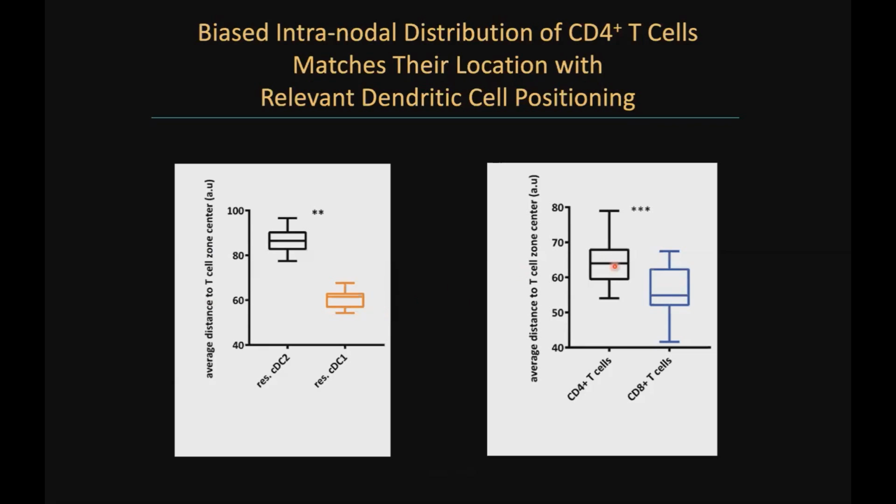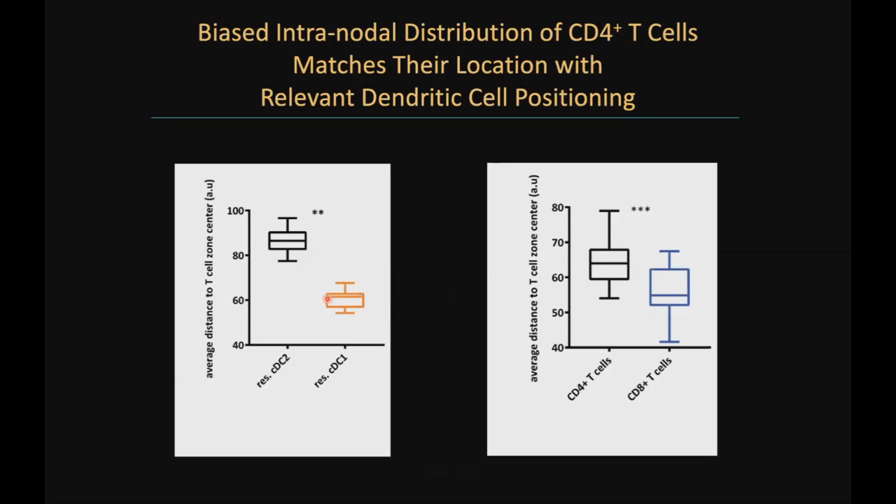There is a clustering, or a density increase, in the CD4 T cells in the peripheral region near the cDC2s, which is, of course, a match between the class 2 presentation preference of the cDC2s and the class 2 recognition specificity of the CD4 T cells. And conversely, the CD8s, which were less biased in their distribution but clearly abundant in the center of the lymph node, were matching in the location of the cDC1s.